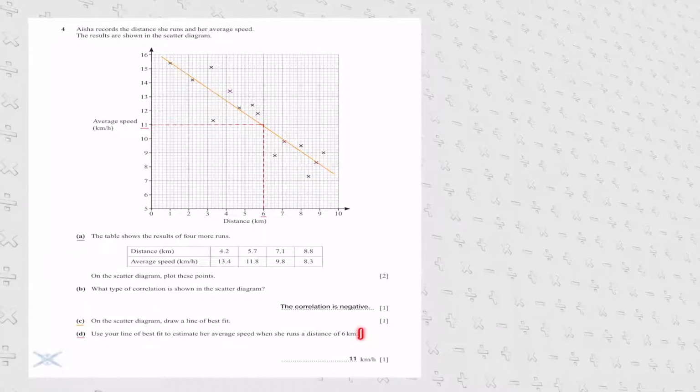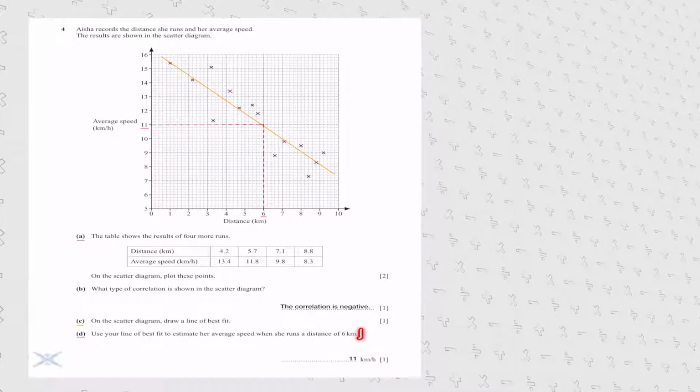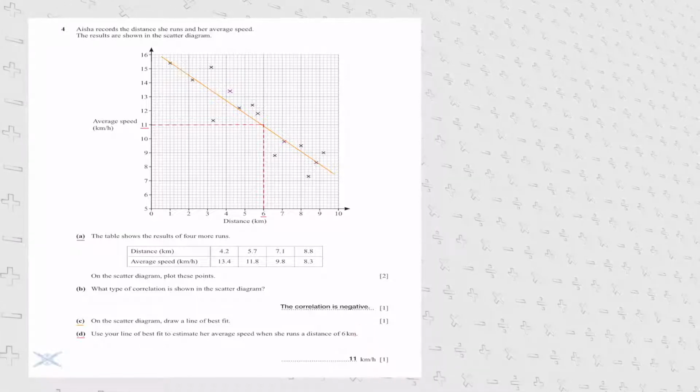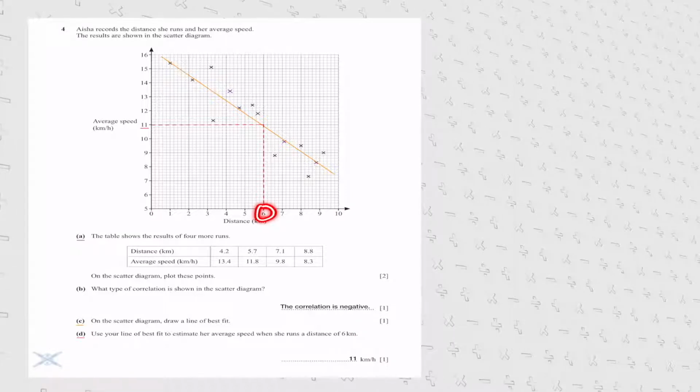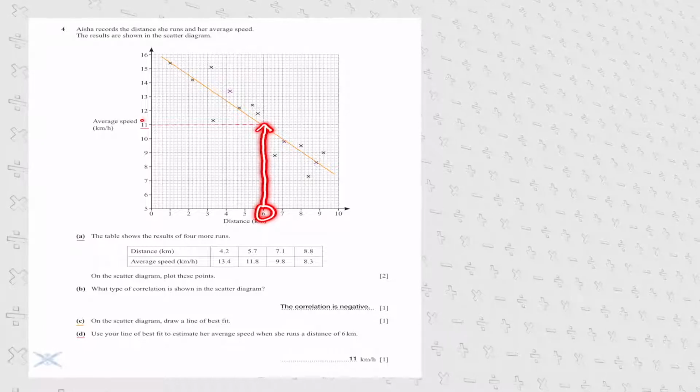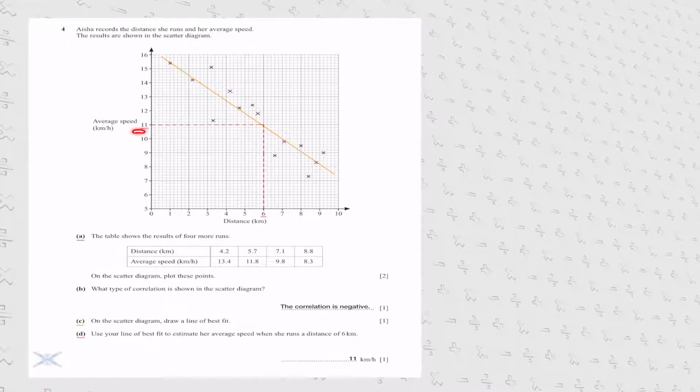Finally, we should use our line from C in order to estimate Aisha's average speed when she runs a distance of 6 kilometers. In order to do so, starting from here, we just move vertically upwards until we meet our line. And as we can see, it roughly meets at about 11 kilometers per hour.